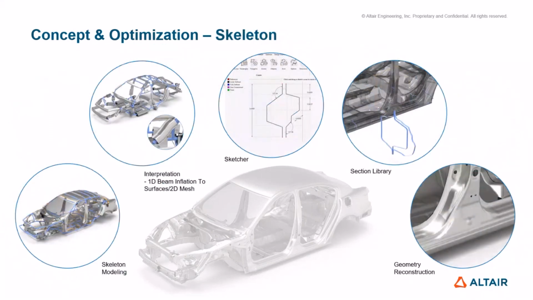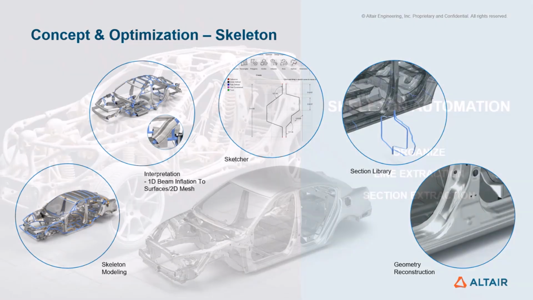So a lot of today's discussion is going to be focused on the creation process for reduced order modeling, so skeleton. So bottom left hand side, we've made substantial improvements there. We've got all the interpretation tools to go from an optimization of a 1D back to a 2D mesh or surface. Sketcher is such an integral key component or capability within this whole workflow, not just for reduced order modeling, but any conceptual, any design change. It's really a fantastic feature within HyperMesh. Section library, and then geometry reconstruction as well, which plays a major factor into this discussion today.